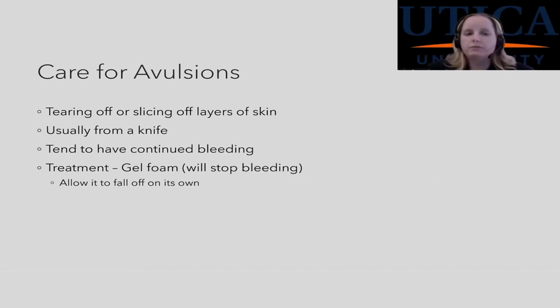So how do you take care of avulsions? Again, like I said, it's the tearing off or slicing off of layers of skin, like a knife. Usually it'll have areas of continued bleeding. Treatment is gel foam. It'll stop the bleeding, and you allow it to fall off on its own. Sometimes people will bleed through the gel foam.